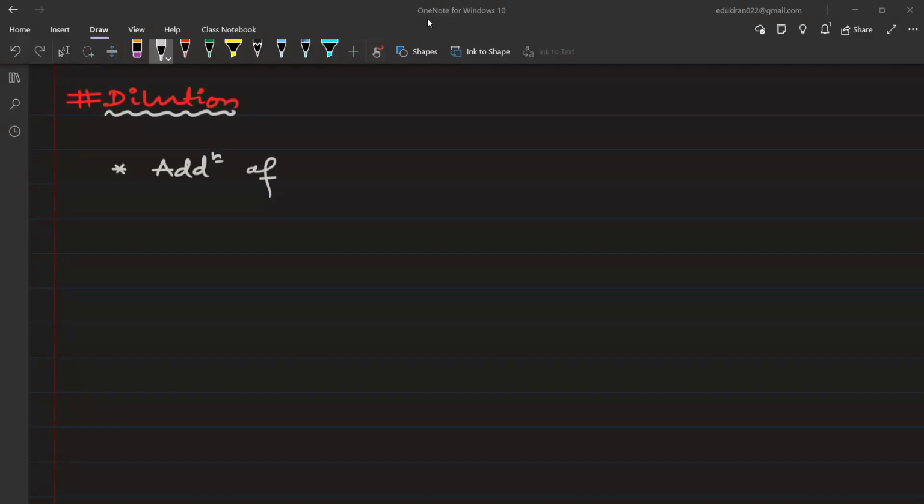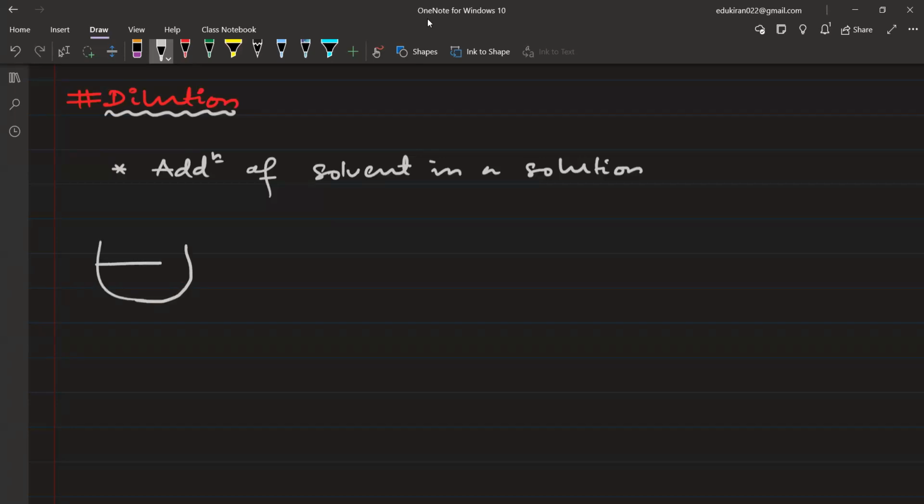You could not get the first word. It is addition of solvent in a solution. Okay, it is the addition of solvent in solution. Now, if I take this case here, then in dilution, what happens? We are only adding. Suppose you have a solution like this.